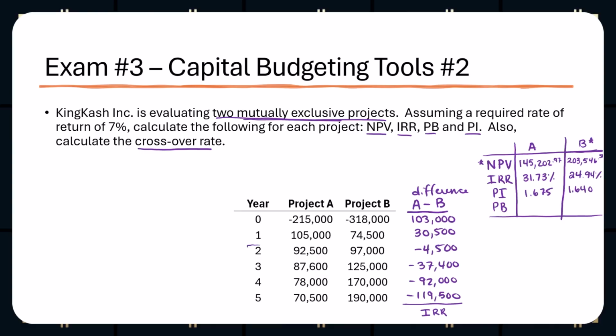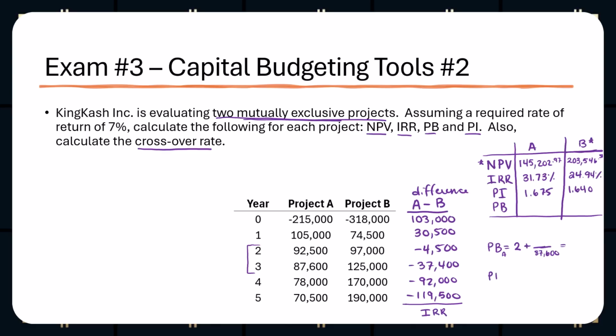So Project A is going to fall somewhere between 2 and 3 in terms of its PB. We'll call that PBA. It's going to start with a 2. And what I'm going to do in the calculator is take the 215, add 105, add the 92.5, and then whatever is remaining, I'm going to divide it by that 87,600. That will help me get to the payback period for Project A.